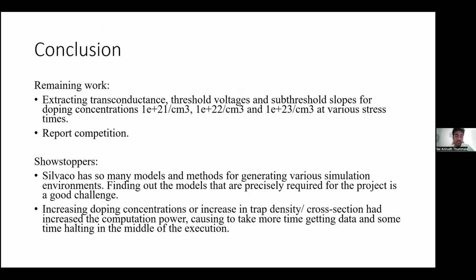And some of the challenges that we have faced while doing this project: we noticed that Silvaco has many models and methods for generating the various simulation environments, and finding the model that we require for our project has been a challenge. At the same time, increasing the doping concentration or increasing the trap density in the cross section has led to an increase in the computation power required, which obviously means more time to get the data, and sometimes the project also halts in the middle of the execution, and that has been a challenge.